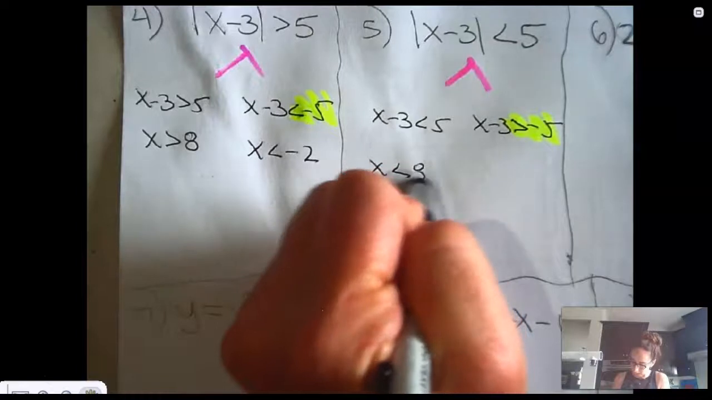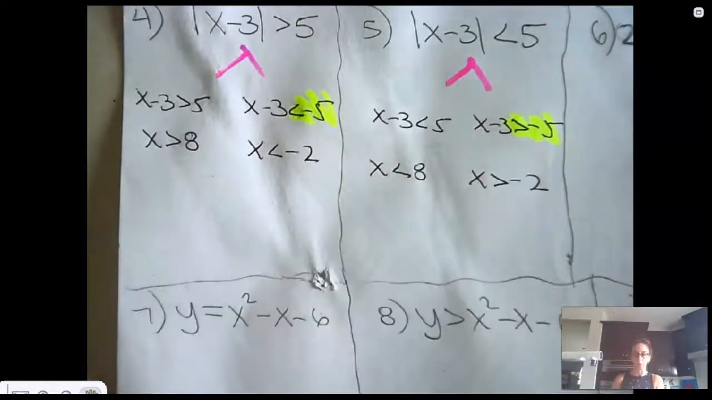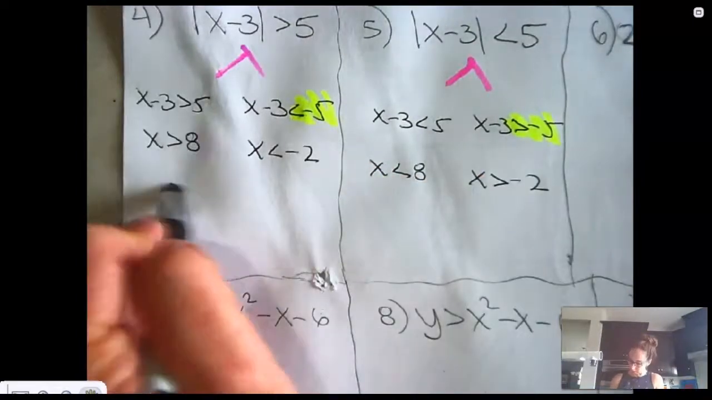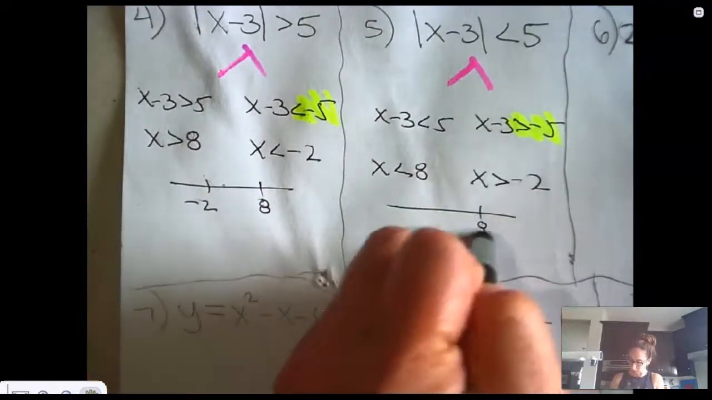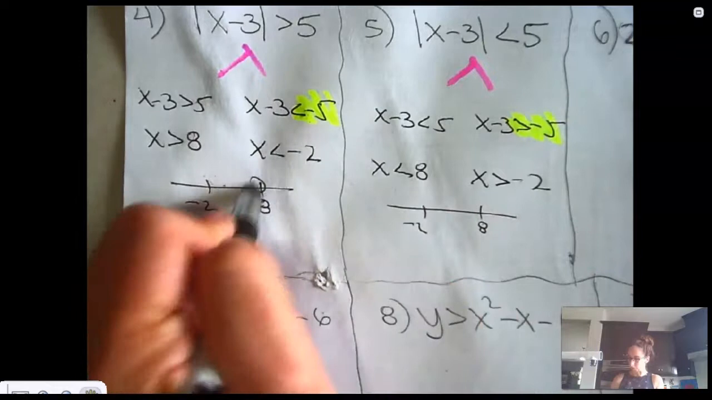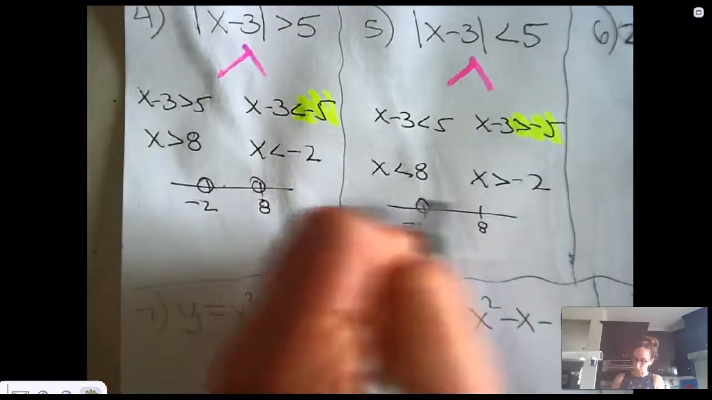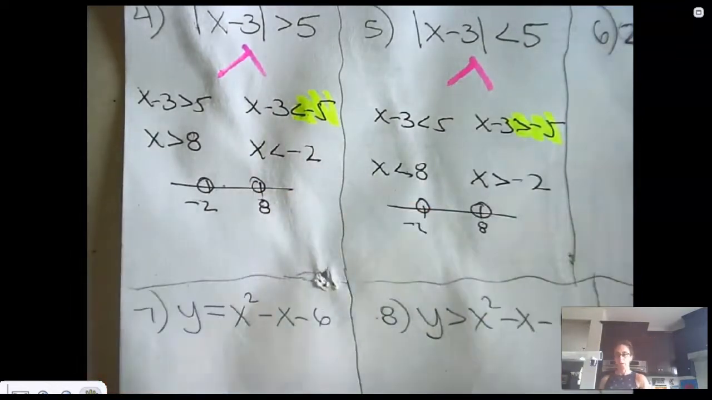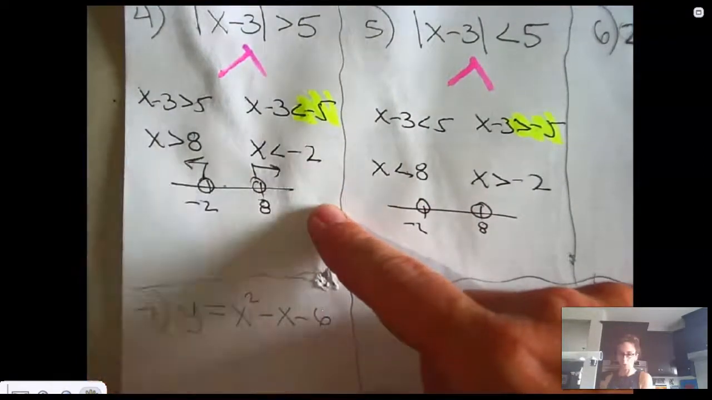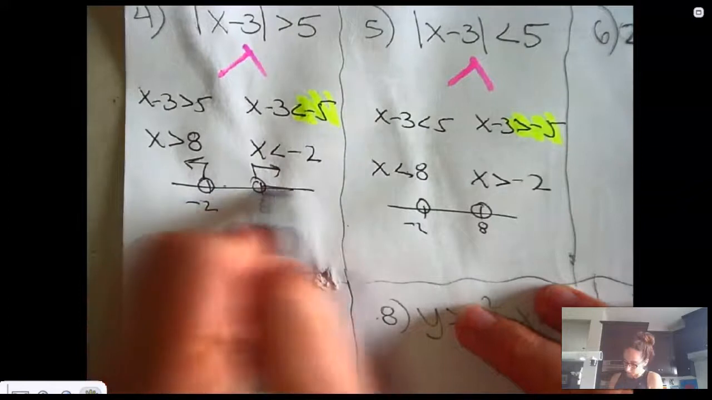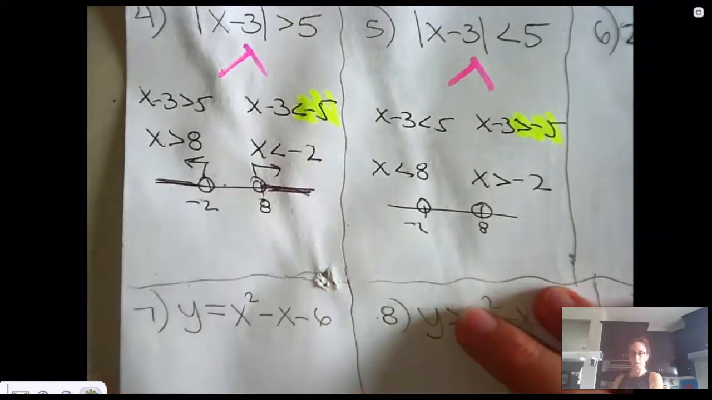X is less than 8, x is greater than negative 2. Now I graph it. 8, negative 2. Open circle, open circle. Okay? Now when I look, let's see, greater than 8, less than negative 2. So my answer graphically is this.